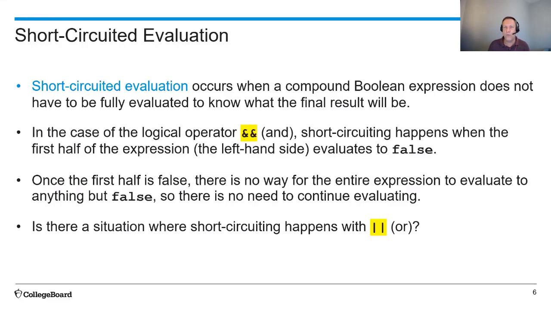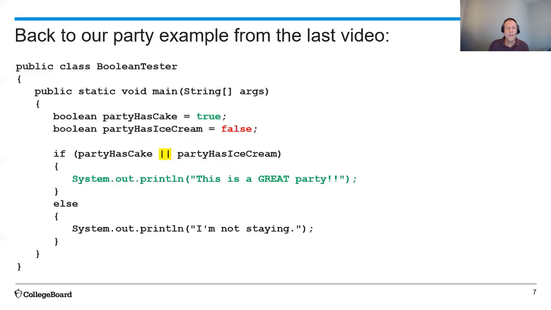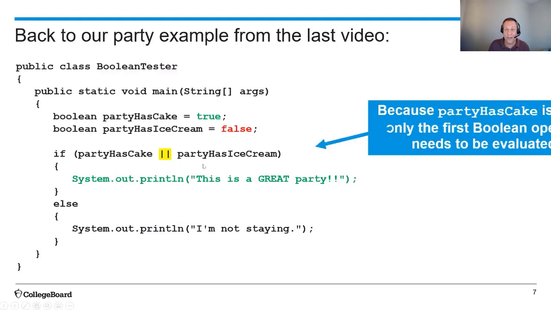So can this happen with ORs as well? It's not going to be the same situation, but we can have short-circuiting with an OR. Let me show you an example there. So here, this is when we're a little less picky. I'm going to the party, and as long as it has cake or ice cream, then I'm going to say this is a great party. So imagine you walk up to the cake table, and there's cake. It's true. At that point, since I only needed ice cream or cake, I'm already determining that this is a great party. I don't need to even check for ice cream.